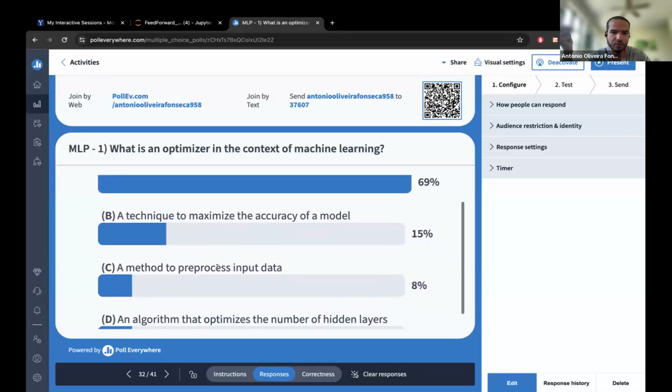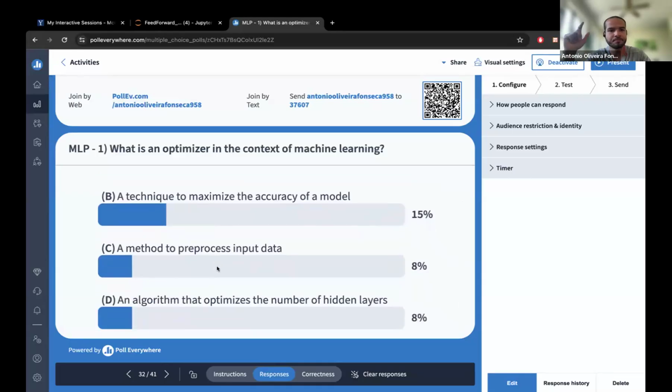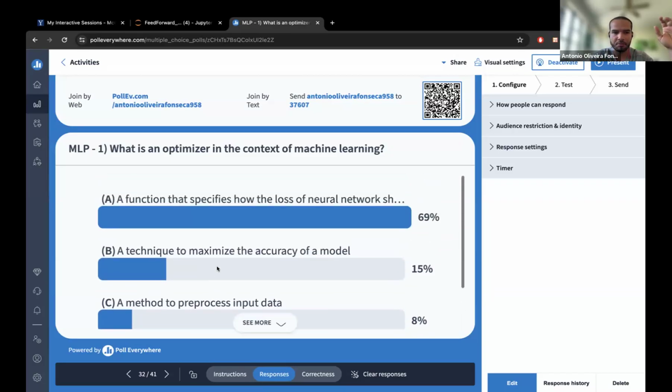C, a method that processes input data. No, that's not the goal of an optimizer. The pre-processing happens before we even start training a model, like the normalization step, so definitely not C. D, an algorithm that optimizes the number of hidden layers. No, there is no optimization at the level of architecture. That's something we do a grid search for, but that doesn't go through the optimizer. So definitely not C and D, perhaps A or B.